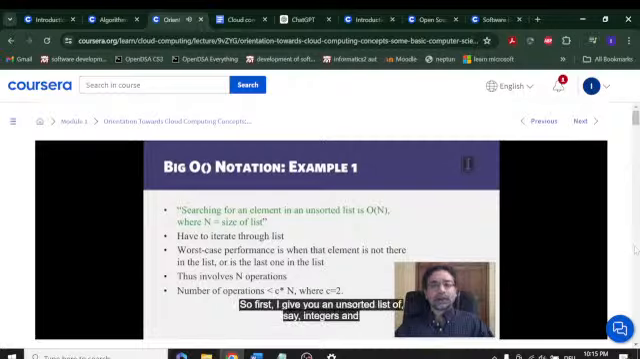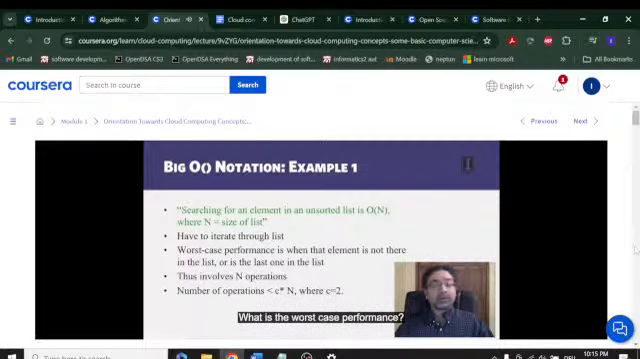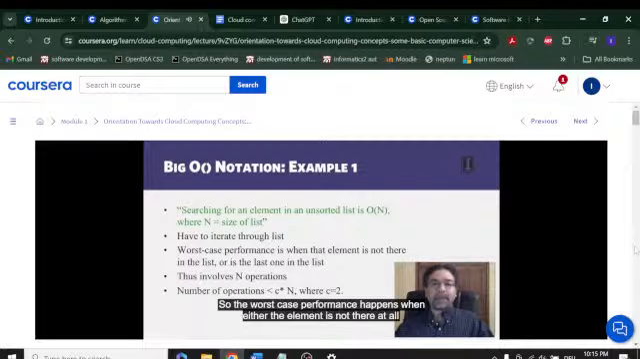First, I give you an unsorted list of, say, integers, and I ask you to search for a specific element in the list. This essentially means that you have to iterate through the list, one item at a time, and search for the element by trying to match it with each element already present in the list. What is the worst case performance? That's what we need for big O notation, right? The worst case performance happens when either the element is not there at all in the list, so you return false, or the element is the very last one in the list, the very last one that you match against.